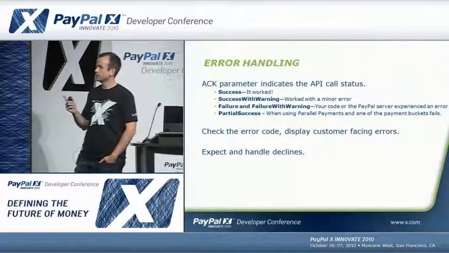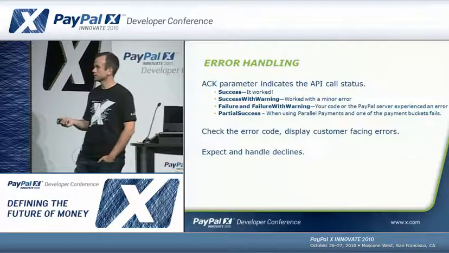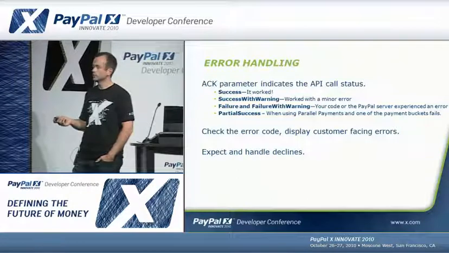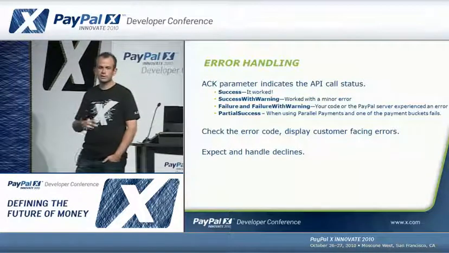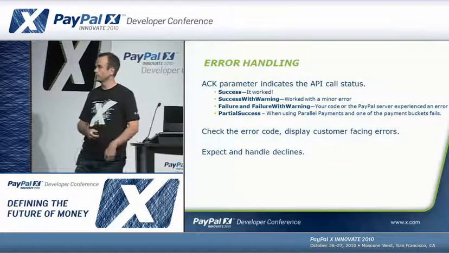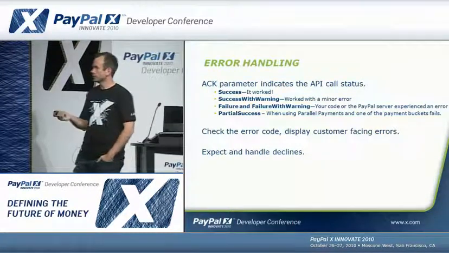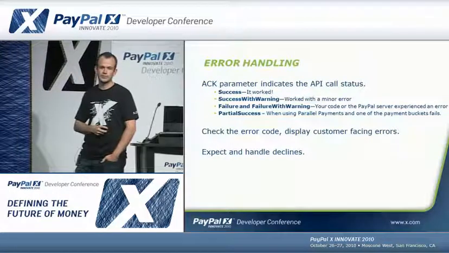The different responses you can get as the ACK in your API request are success, that it worked, and success with warning, that it worked, but there was something you should probably take a look at. We're still going to, like in the set call, still give you a token, or in the do call, still complete the payment, but there may be something weird that you want to take a look at. And then failure, obviously, you want to make sure to fix.